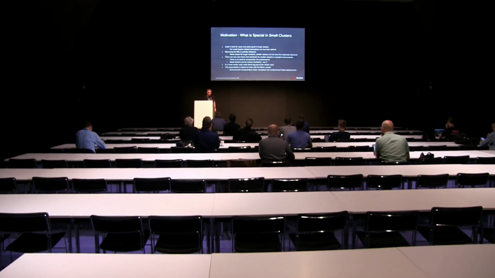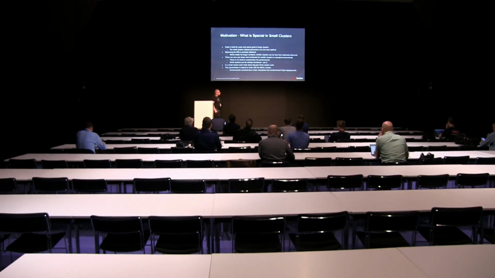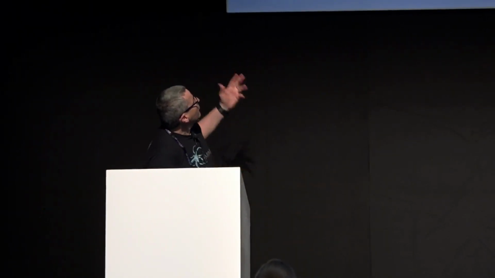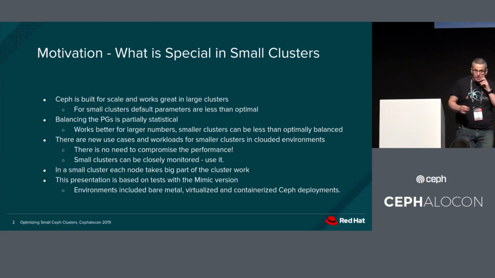So the first question is, what's so special about small Ceph clusters? Ceph is built to scale out. It's built to work on large clusters, and the default values and the way it works for small clusters is not optimal, but we can improve it. There is another question: what is a small cluster?